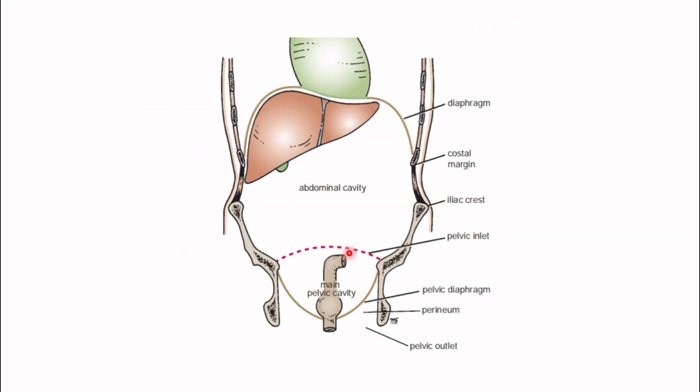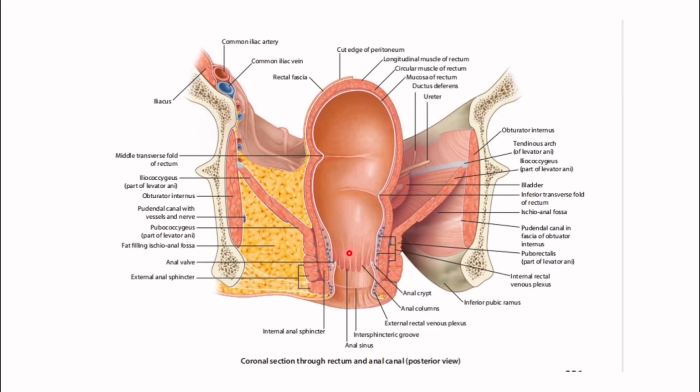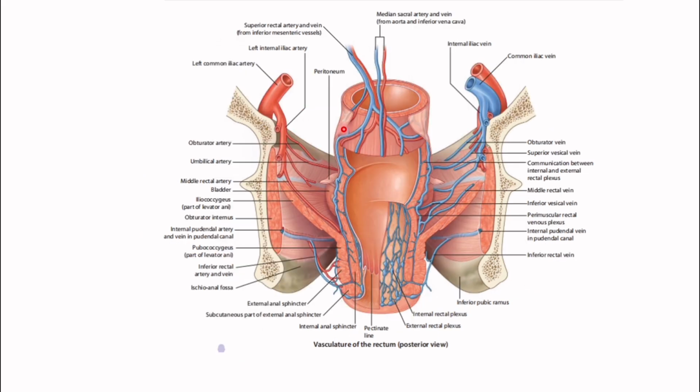Now let's go to the blood supply of the rectum. The blood supply of the rectum is simple. We have arteries from the inferior mesenteric artery, its terminal end, the continuation of the inferior mesenteric artery, which you call the superior rectal artery. It supplies the rectum. Not only does it supply the rectum, it also supplies the upper half of the anal canal.